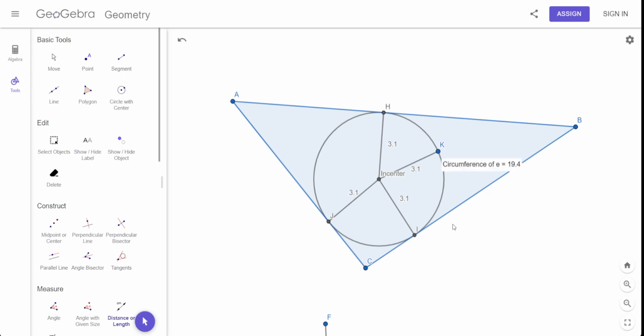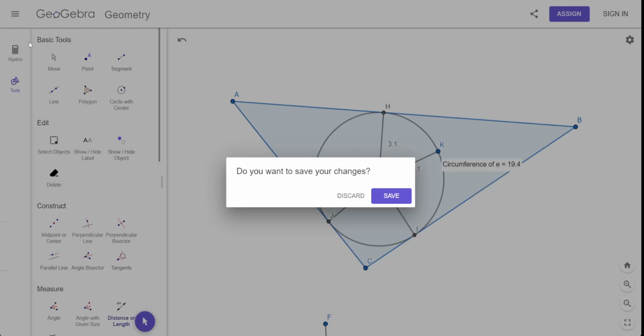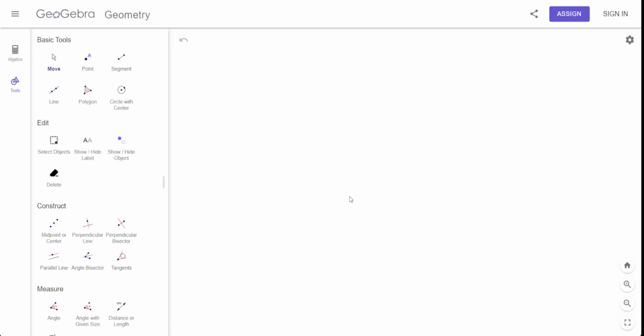So it's really important that you know that. All right, enough of that. Let's, tell you what, let's just clear this. I think we're good with Incenter. So we're not going to save it. Let's do another one.